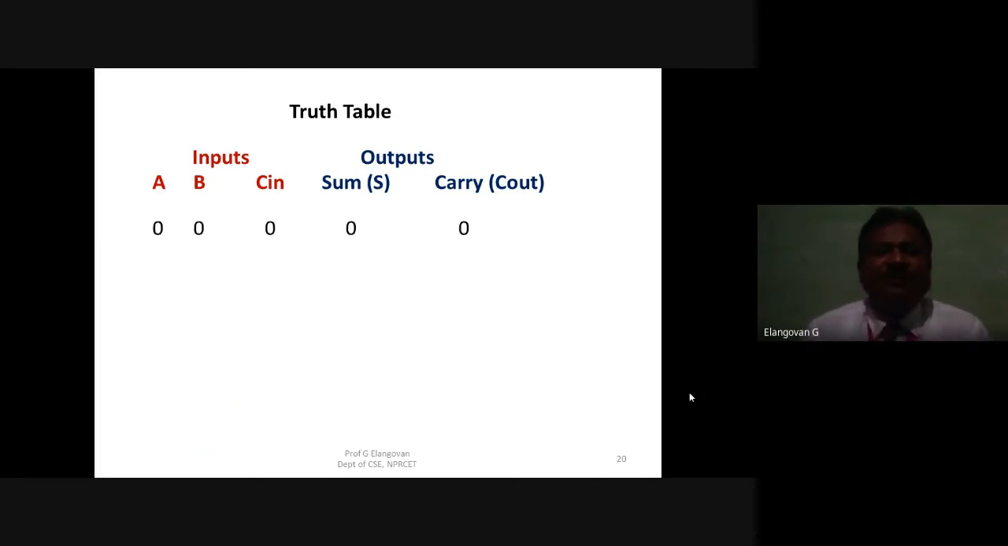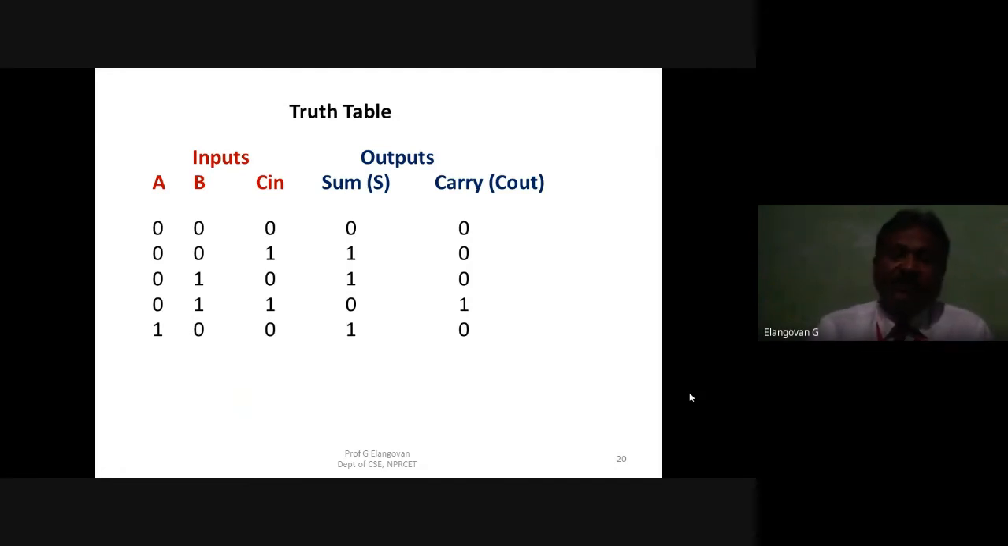Now assume all three as 0. The addend and augend bits are 0, and the lower order carry is also 0. So the sum is 0 and carry is 0. And if the previous lower order carry alone is 1, and A and B are 0, the sum is 1 and there is no carry. And the same thing for 0, 1, 0. And if B is 1 and carry input is 1 and A is 0, now the result is 1, 0, that is, sum is 0, carry is 1.